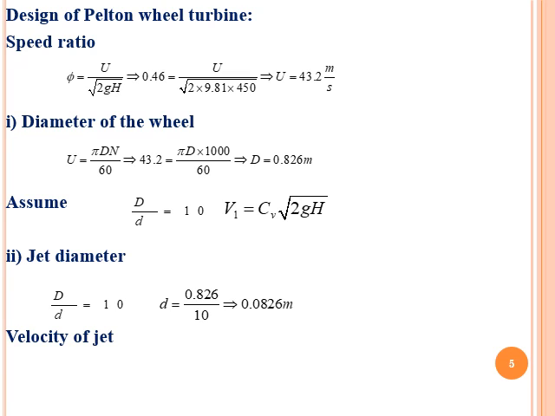Now what about the velocity of the jet? The velocity of the jet is calculated by using the formula V1 equals C_v square root of 2gH. Here the C_v value is assumed as 0.98. After that, we get the velocity of the jet equal to 92.08 meter per second.